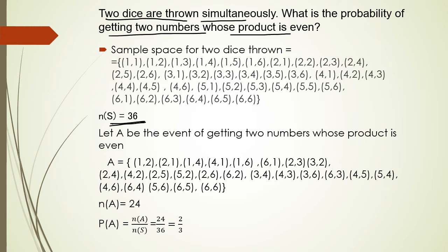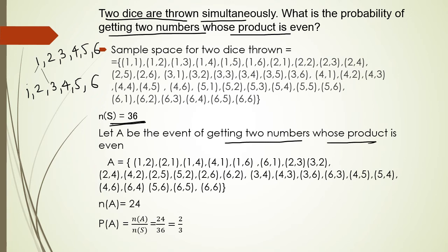On the first dice, I have these 6 numbers. This is my possibility, and for the second dice also I will have the same possibilities. So each of these numbers will get paired up with all the other 6 numbers. In this way we will have our sample space, and the number of sample points would be 36. Now let A be the event of getting two numbers whose product is even.